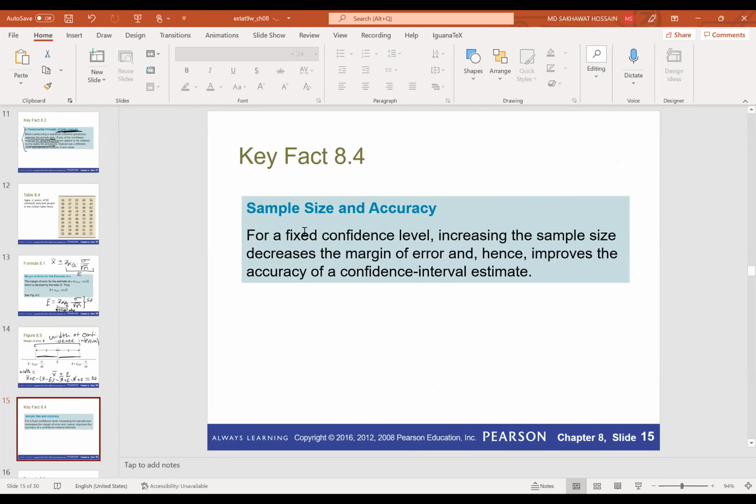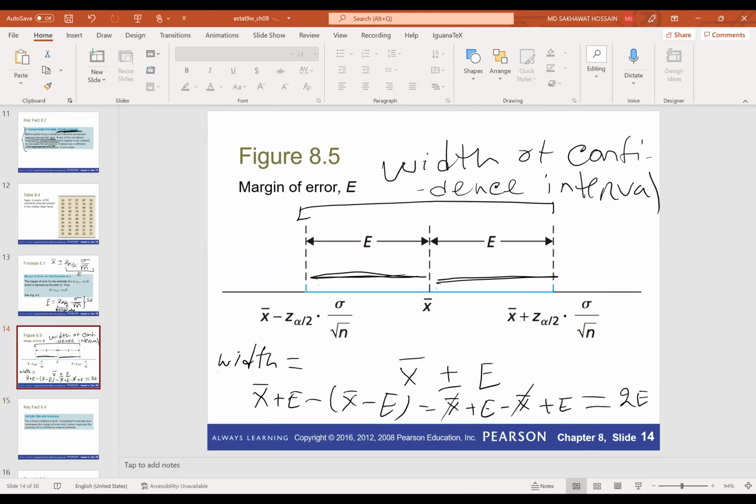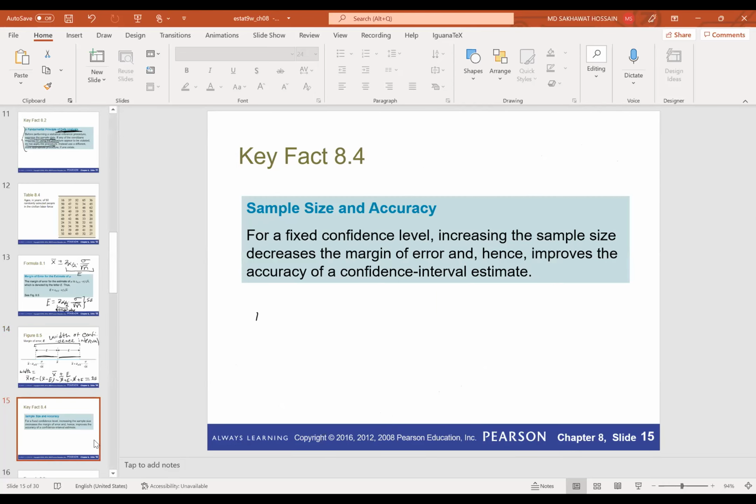So sample size and accuracy for a fixed confidence level: increasing the sample size decreases the margin of error, and hence improves the accuracy of the confidence interval. So what does it mean? Okay, we know the formula for the margin of error. The margin of error E is equal to z alpha over 2 times sigma over square root of n. So what will happen to the margin of error if we increase n? If n increases, then the margin of error will decrease, right?